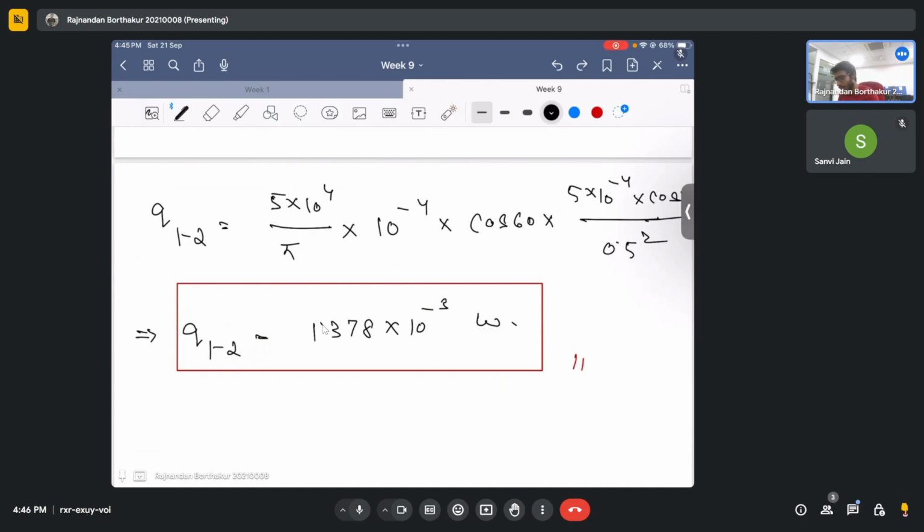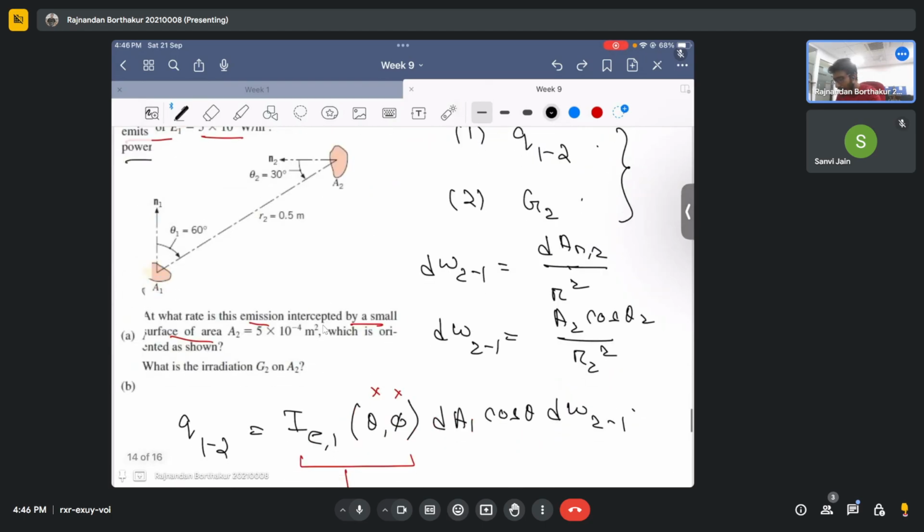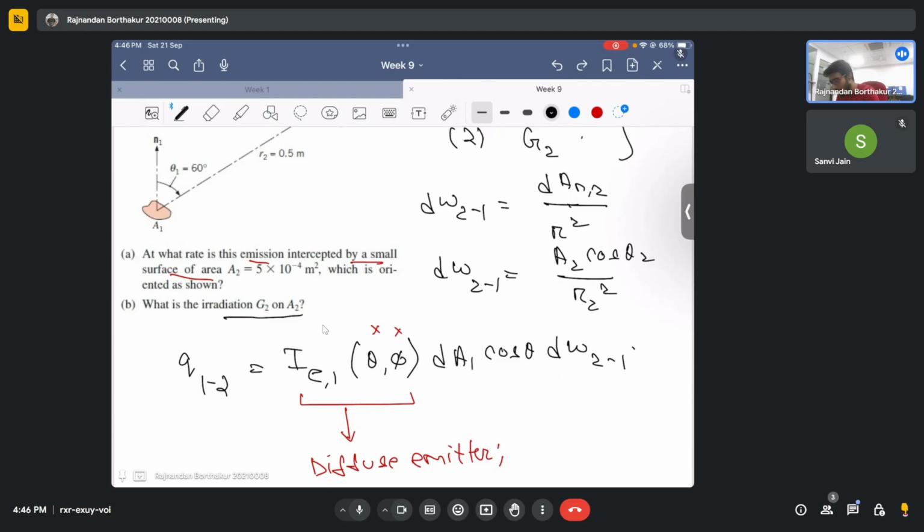Now, there is one more interesting thing that they're asking. Can you tell me what the irradiation G2 on A2 is?